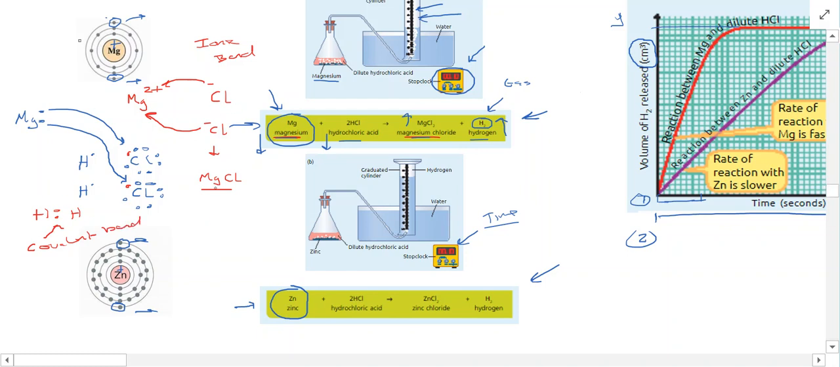So then what you're going to get is you're going to get this. So you're going to get plus H2. So you're going to have 2 hydrogen atoms connected together, and this is your hydrogen gas that's produced here. And this is going to be in gas form.